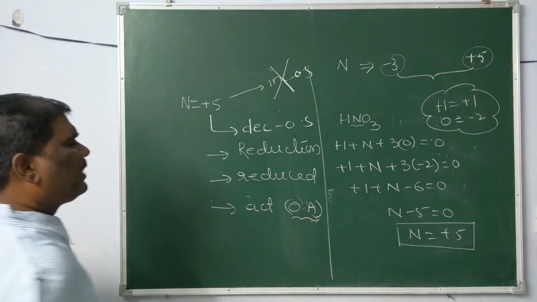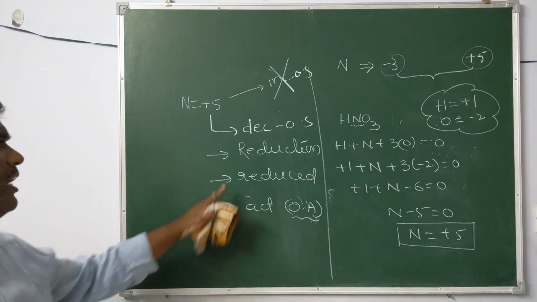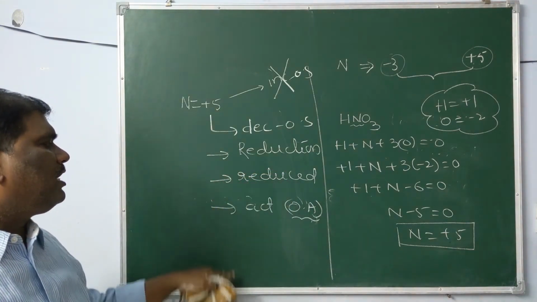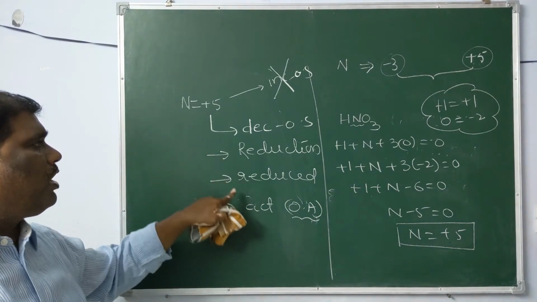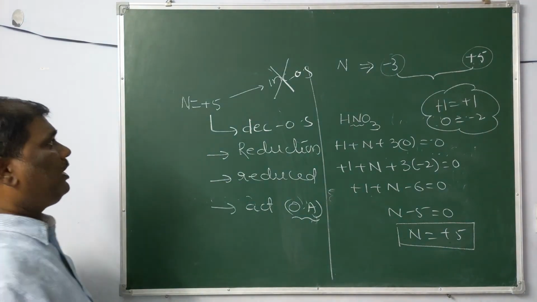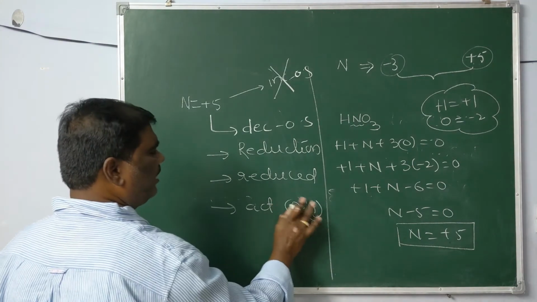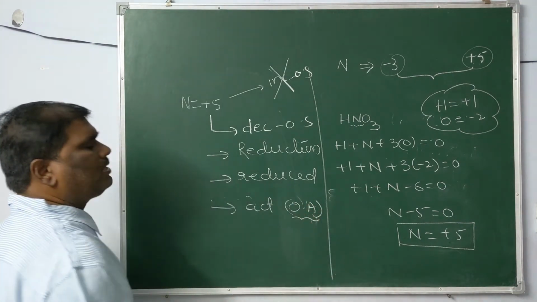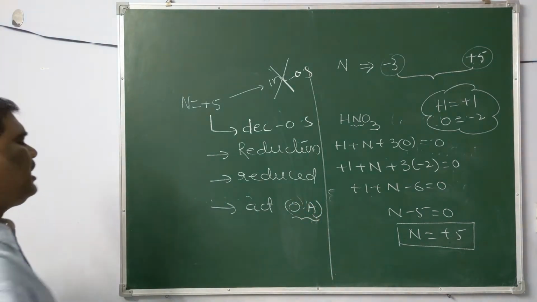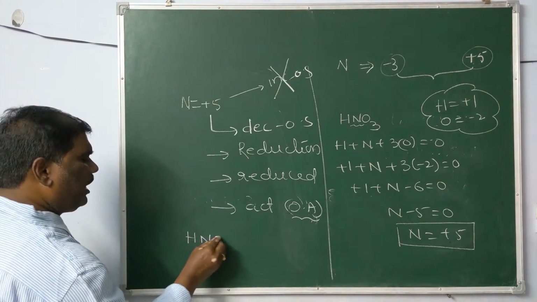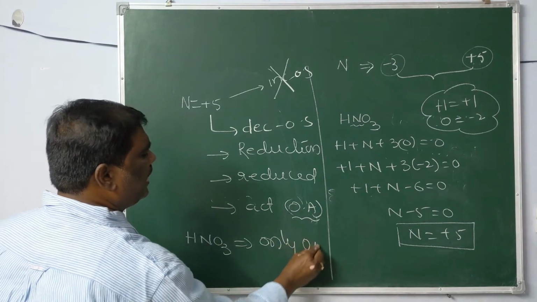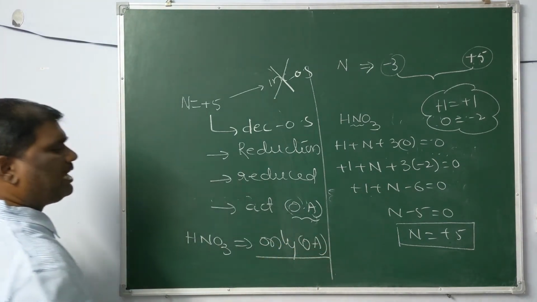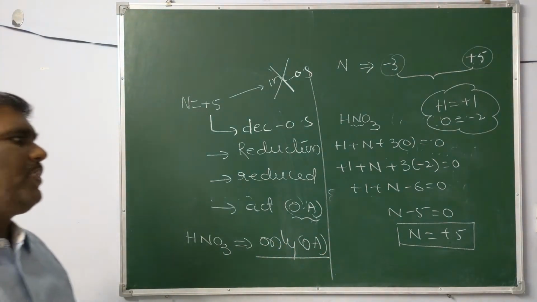Thus it acts as an oxidizing agent. You learned that the species which undergoes reduction, the species which is reduced, or the species involved in reduction, acts as an oxidizing agent. That's why HNO3 acts as only an oxidizing agent. It functions as only an oxidizing agent.